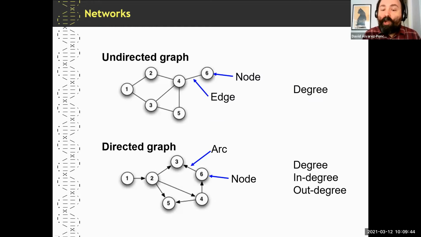The in degree of a node is the number of incoming arrows. In this case, for 6, the in degree would be 1, and the out degree is the number of outgoing arrows. For instance, for 2, out degree would be 3. And these metrics, degree, in degree, out degree, give us an idea of the hierarchical position of a node within a network, or how important a node is within a network, how it can influence the rest of the network, very generally.